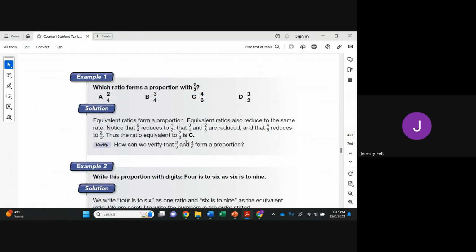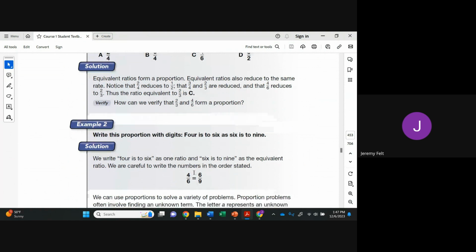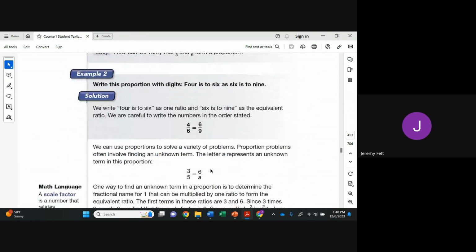We can also use it as ratios or comparisons. 4 is to 6, so 4/6, as 6 is to 9. So 4 times 1.5 equals 6. Same thing, 6 times the same number equals 9. So we could reduce these down. This would reduce down to 2/3. This would also reduce down to 2/3, so they're equal.